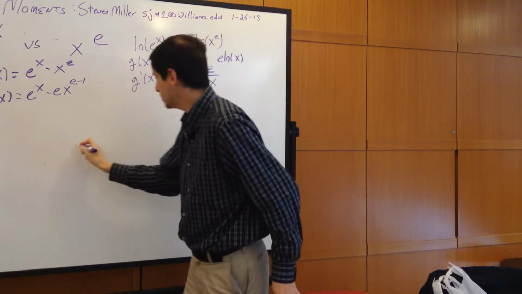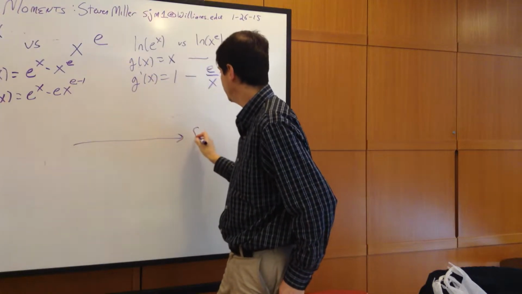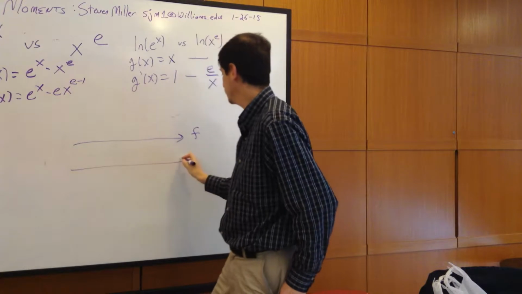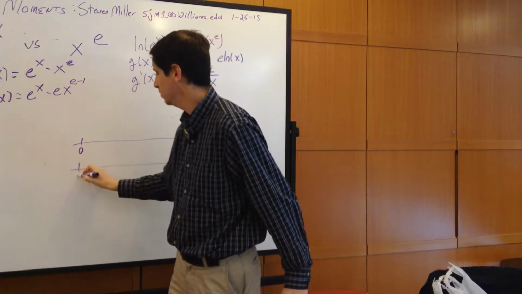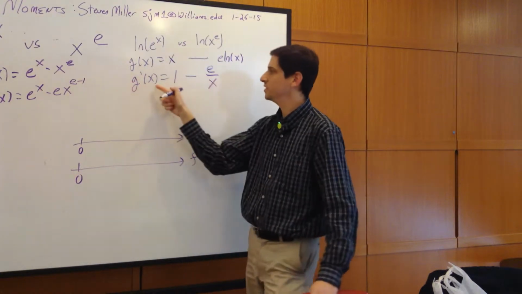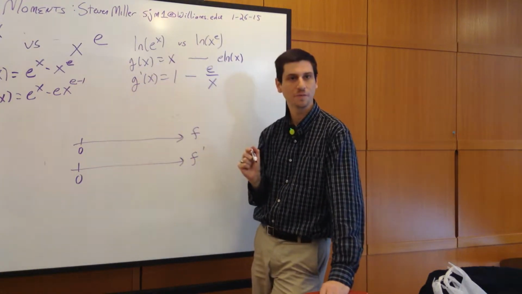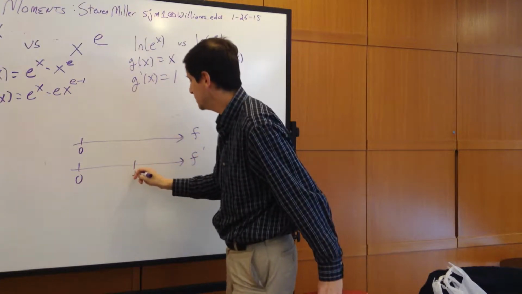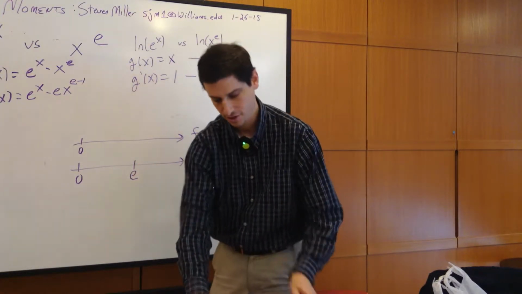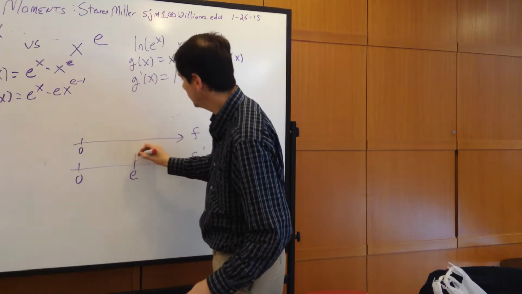And so the way I like to plot things in calculus is here's my function f, here's my function f prime. And I look for critical points. So here's 0. Where does the first derivative vanish? Where does g prime of x equal 0? When x equals e. So when x equals e, this is where interesting stuff happens. All right, so when x equals e, the first derivative is 0.